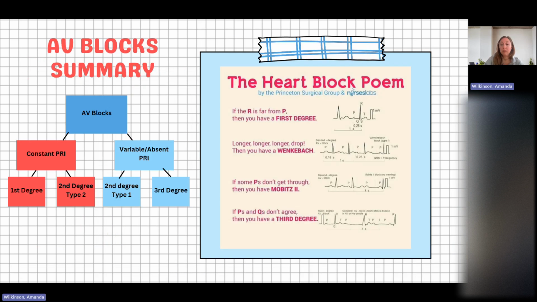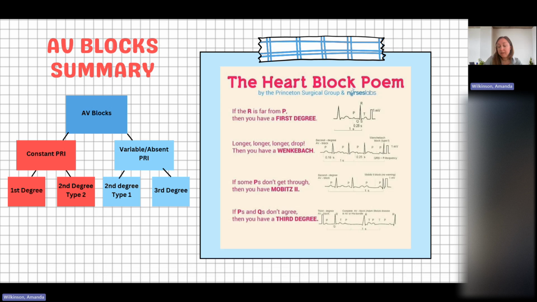The algorithm here is a quick way to sort out AV blocks based on the PR interval. So something that's really helpful when you're looking at a monitor and trying to make sense of what you're seeing, this is a good reference point. So we want to start by asking, is the PR interval consistent, or is it variable or absent? So if it's constant, you're looking at a first degree heart block or a second degree type 2. If the PR interval is changing or there's no clear pattern at all, it's either a second degree type 1, so a leaky block, or a third degree heart block, which has no relationship between the P and the QRS.